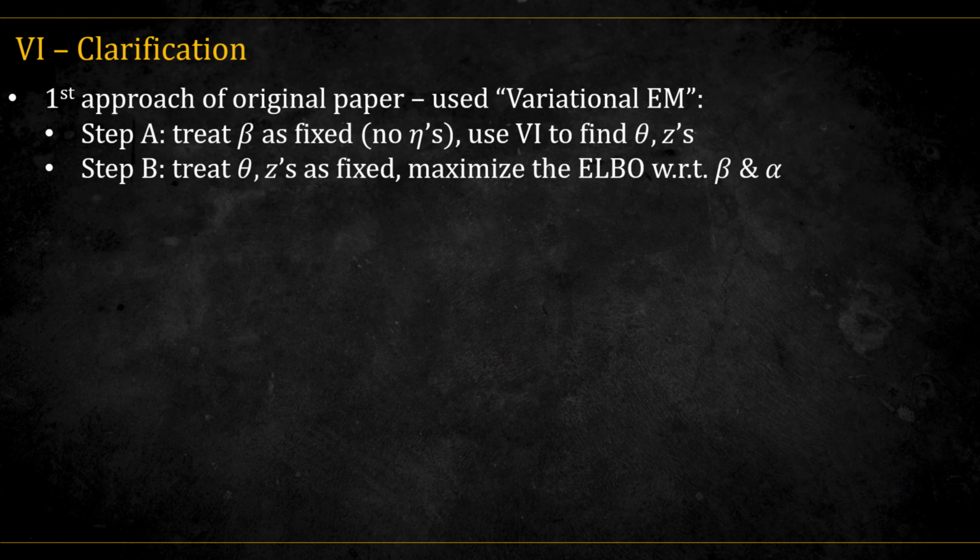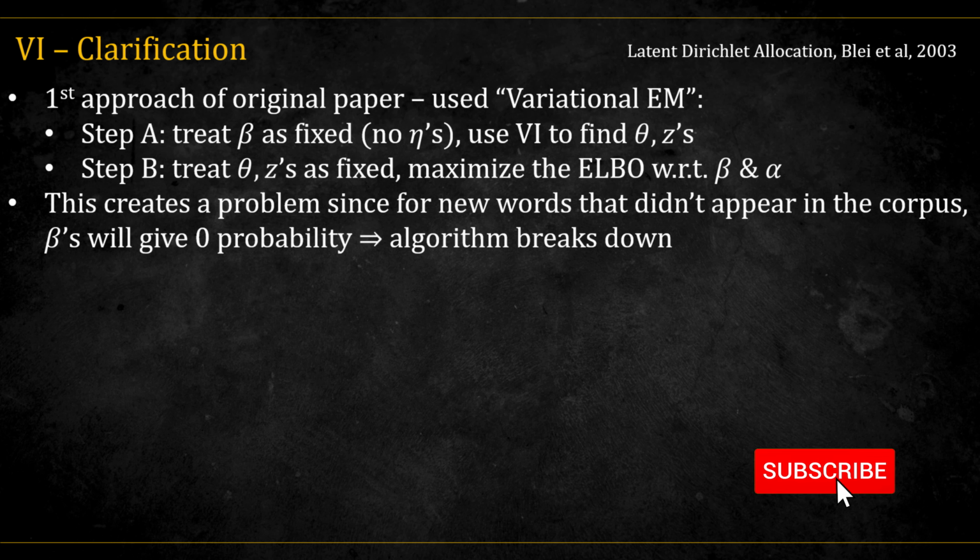The original paper by Blei and associates had initially used some simplified approach called Variational EM. They broke down the process into two parts. In the first part, they treated beta as fixed and used VI to find the thetas and the z's. And in the second, they treated theta and z's as fixed and maximized the ELBO to find the betas and also the alphas, that is, the parameters of the distribution of theta. But this created a problem for them when it came to new documents with words not appearing in the original corpus. This method would give these words zero probability, which would break the algorithm.